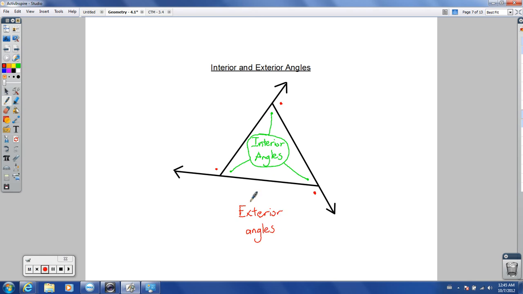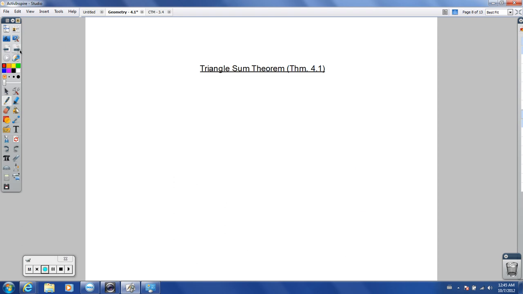And we have some theorems about both interior angles and exterior angles for triangles, so that's why we're defining what they are right now. These are exterior angles all here. Okay, so interior angles, exterior angles. Now that we know what those are, now we can do these next couple of theorems.